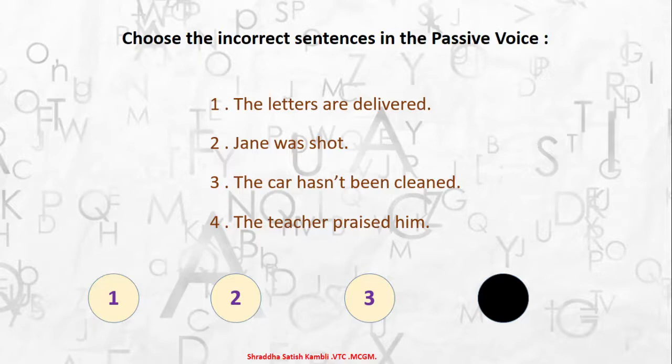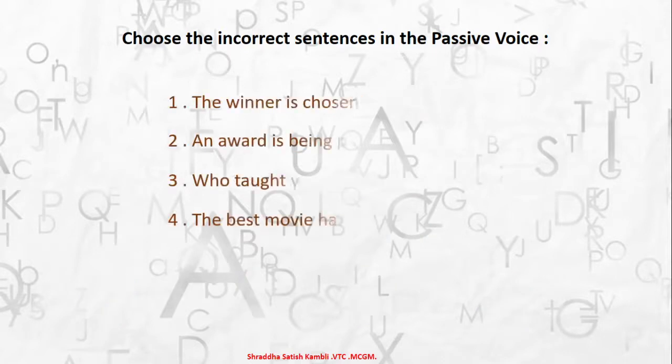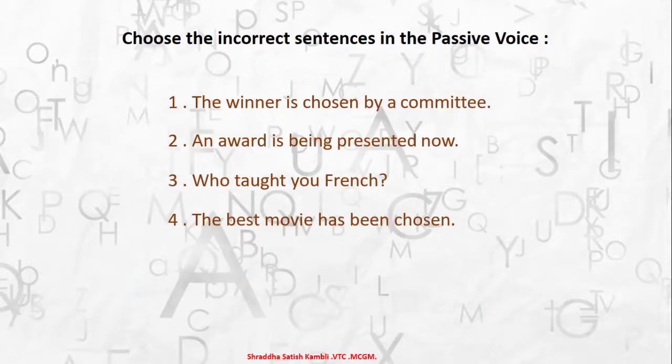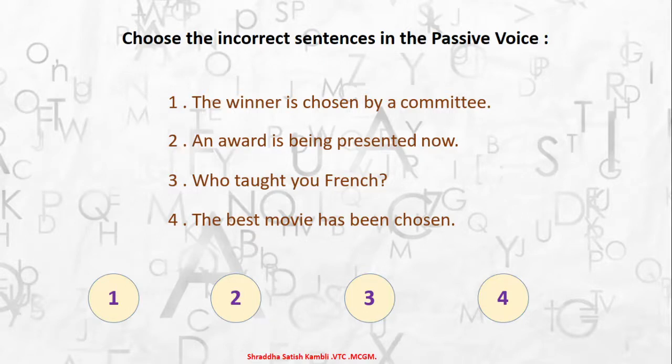Okay, children. So this was about choosing the incorrect sentences in the passive voice. We now move on to the next pattern. Okay, before that we have one more question. The winner is chosen by a committee. An award is being presented now. Who taught you French? The best movie has been chosen. Okay, so come on, which one is the sentence which is not in the passive voice? It is option number 3. Who taught you French is in the active voice.